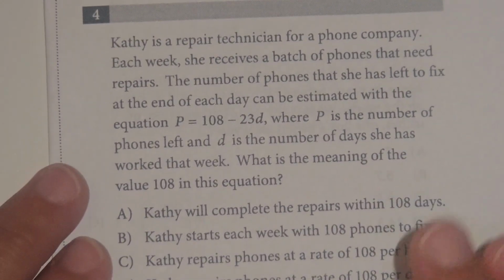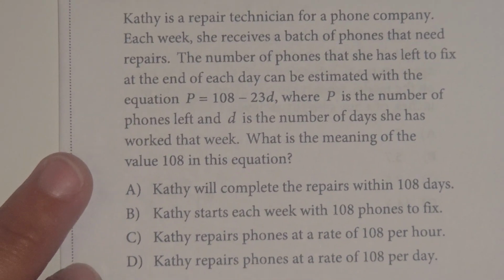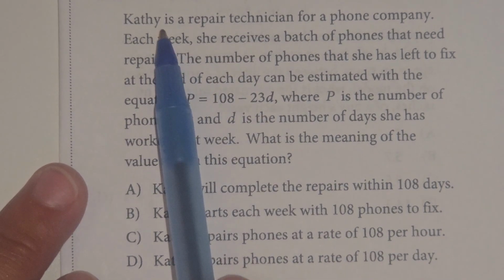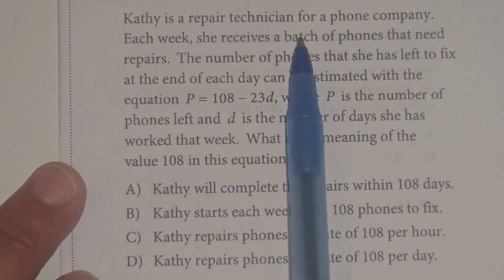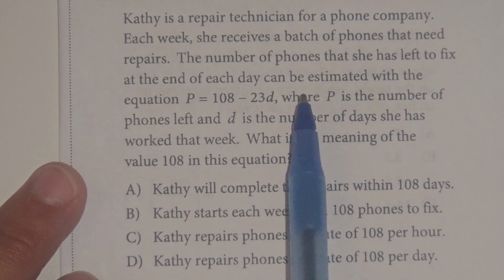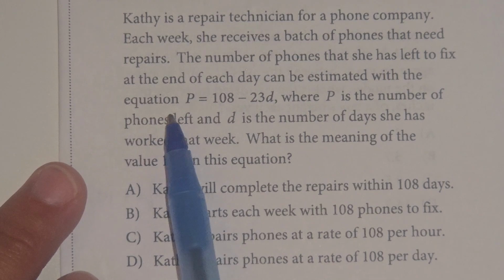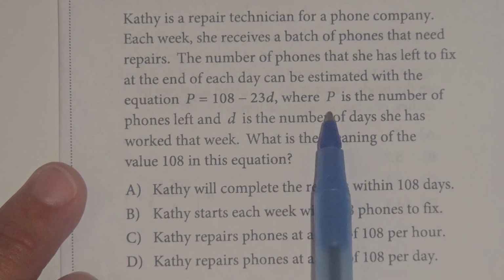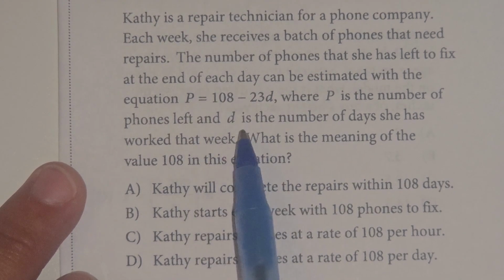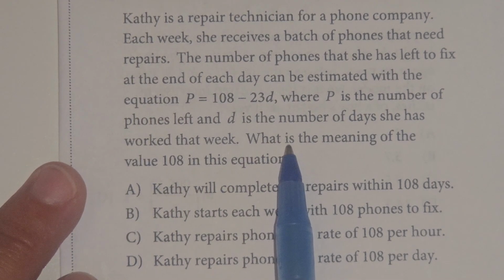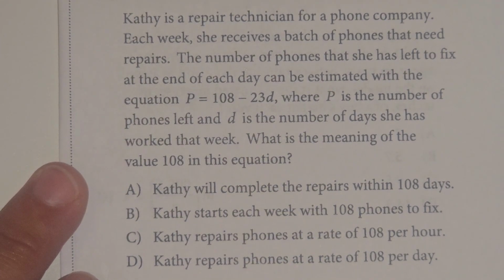Number 4 is another word problem. So let's go ahead and read this. Kathy is a repair technician for a phone company. Each week, she receives a batch of phones that need repairs. The number of phones that she has left to fix at the end of the day can be estimated with the equation P equals 108 minus 23D, where P is the number of phones left and D is the number of days she worked that week. What is the meaning of the value 108 in this equation?